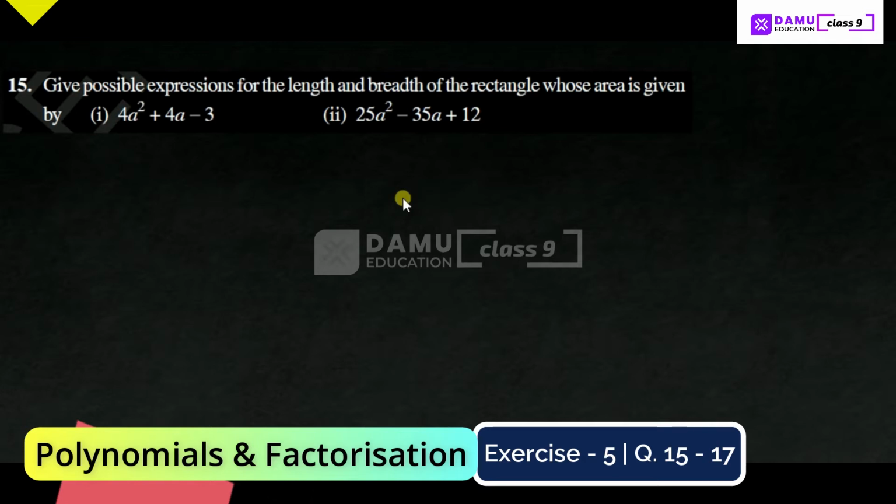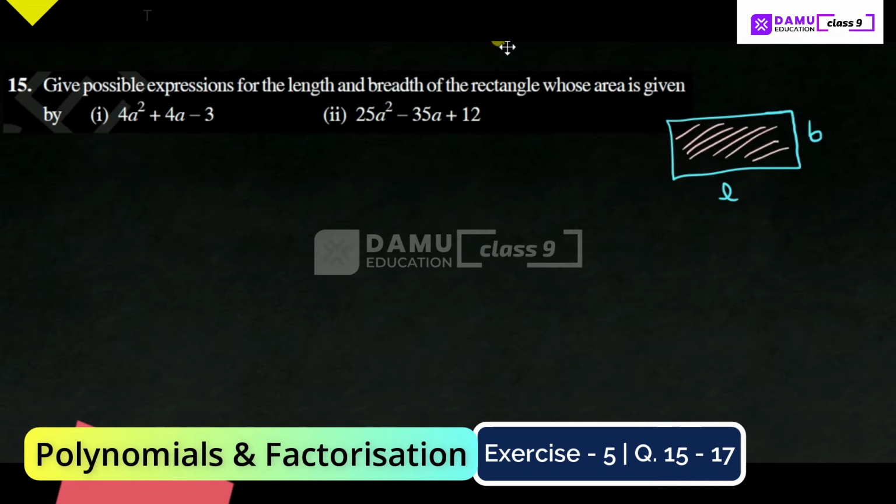So in this module, we are going to discuss how to give possible expressions for the length and breadth of the rectangle whose area is given like that. Here the area is given. Let's take this as length and this as breadth. Area is nothing but the complete surface of this rectangle. So area is equal to L into B, that is length into breadth.